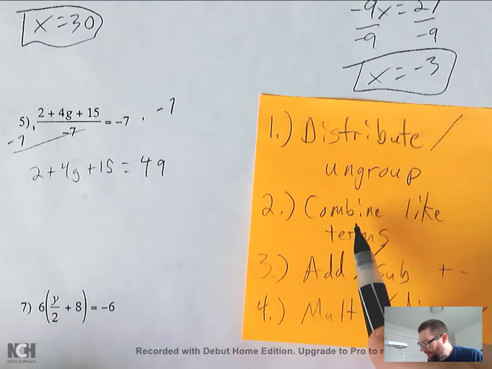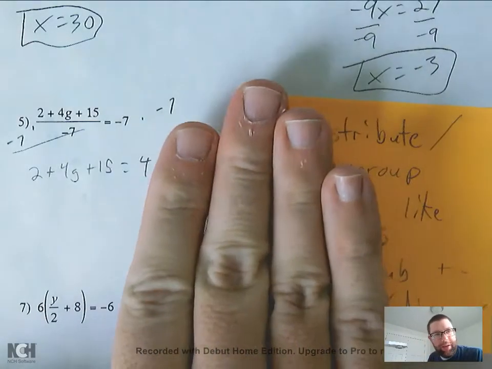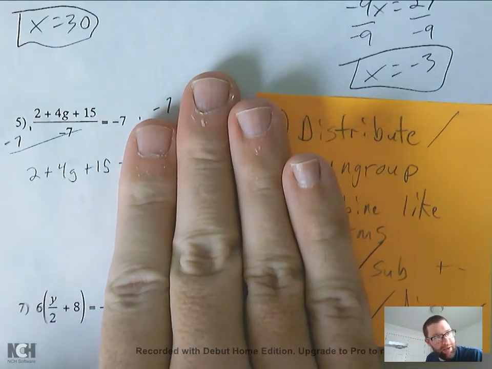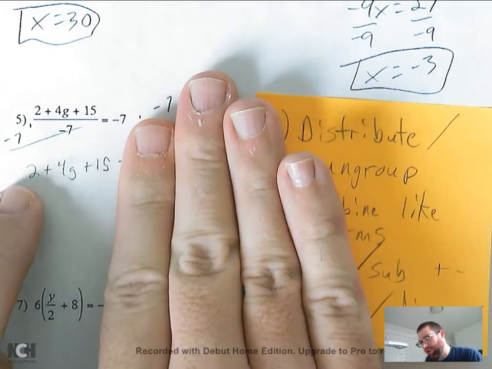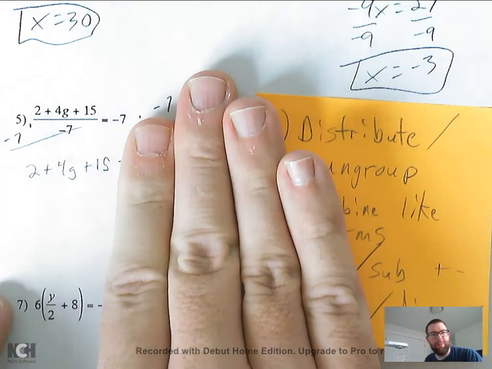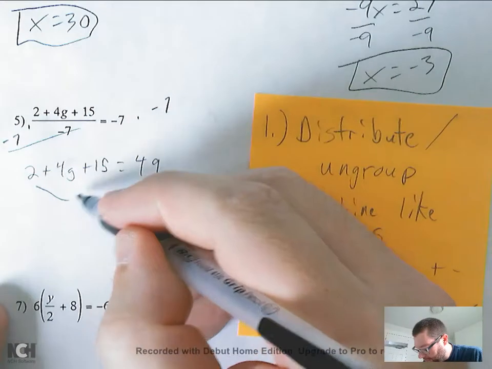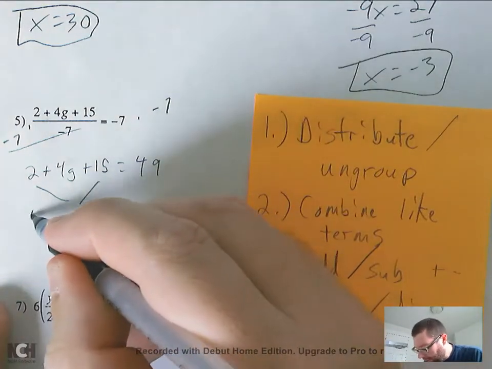Okay? Next step is to look for like terms. Again, we look on each side of the equal sign, and we do have a couple of like terms, right? 2 and 15 do not have a variable. So we can combine those. Okay? We still have the 4g.